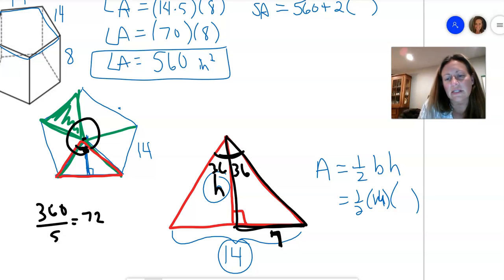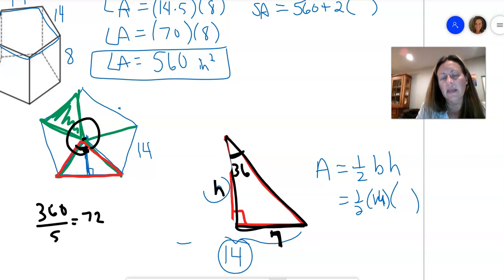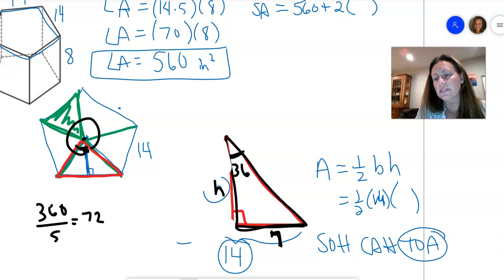So basically, let me just erase the irrelevant stuff. I don't care about that. Okay. I want to figure out h. That is the adjacent side to this 36, and 7 is the opposite side to that 36. So what trig function puts together opposite and adjacent? That would be tangent. Remember TOA? Remember SOHCAHTOA, right? So tangent puts together opposite and adjacent. Opposite, adjacent.